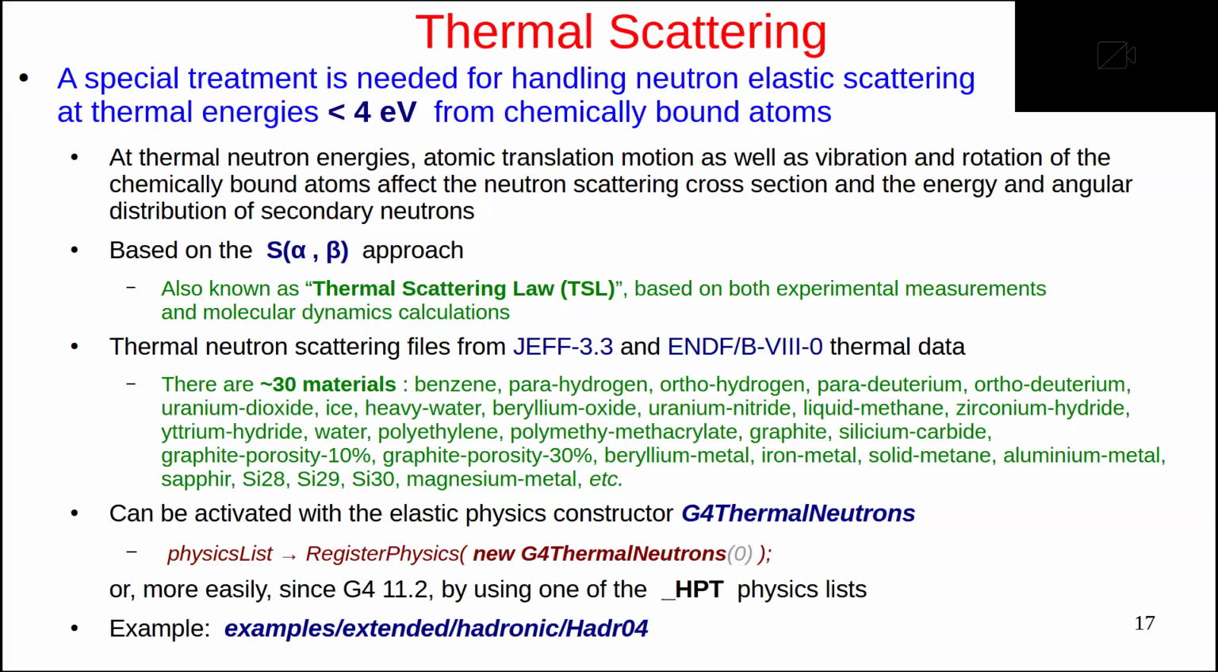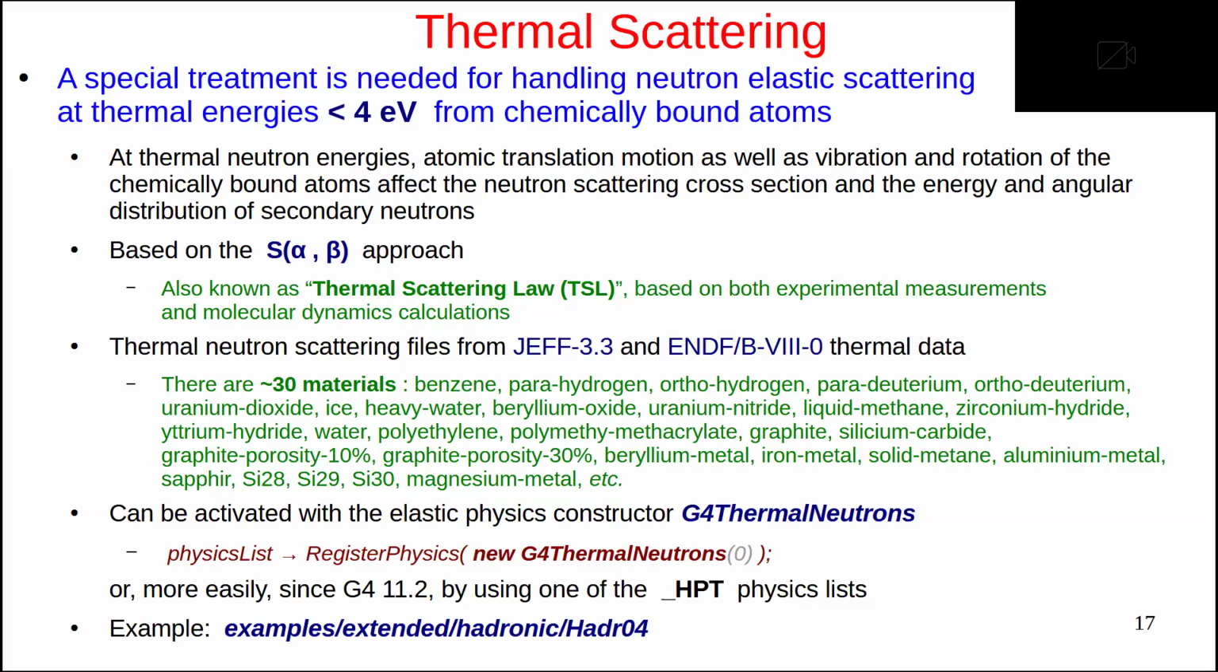There are roughly 30 materials. So this special treatment is not present for all materials, but only for materials where it is important. Most of them are relevant for nuclear reactors, for instance, where it has been measured with great precision. So there are roughly 30 materials shown here.